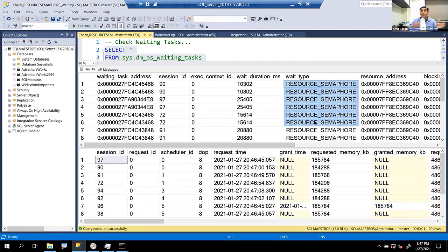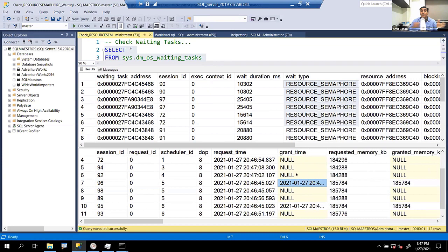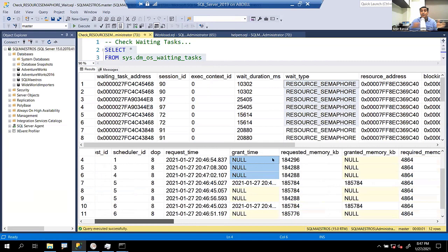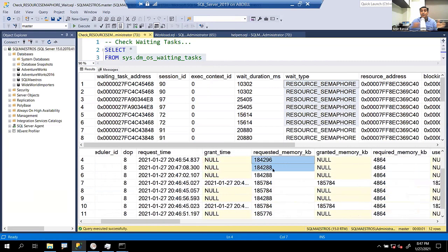So when your query, which has all these expensive iterators that are asking for extra memory, is waiting on a memory grant, it waits on the type RESOURCE_SEMAPHORE. And using the memory grant DMV, you can actually find out which sessions have been granted memory or are waiting. If they have been granted memory, they have a grant time, or else the value is null, which means they are waiting. And how much memory are they asking for? Each of these instances is asking for close to 184 MB. That's what is really happening.